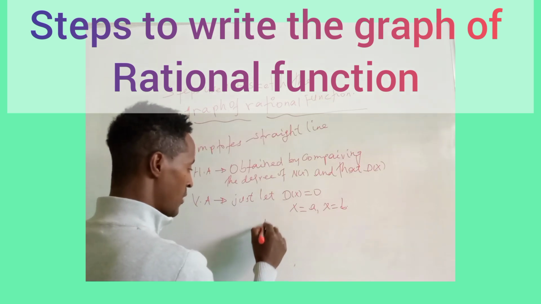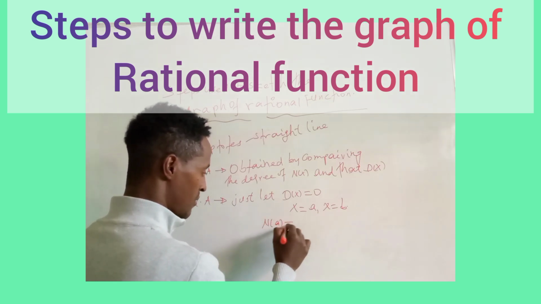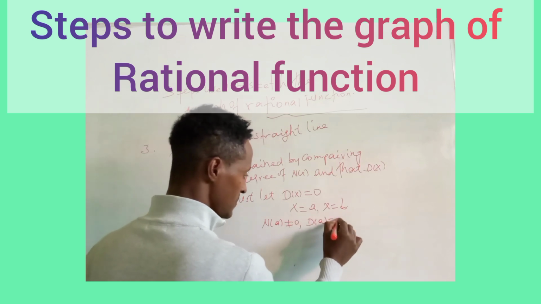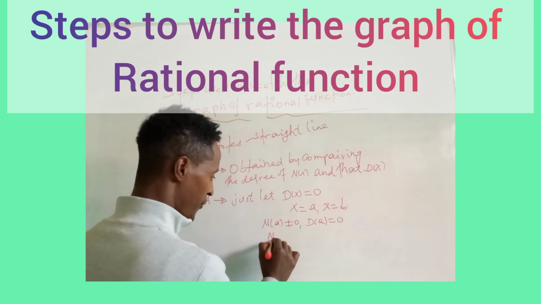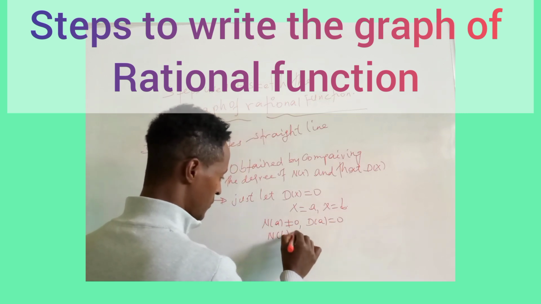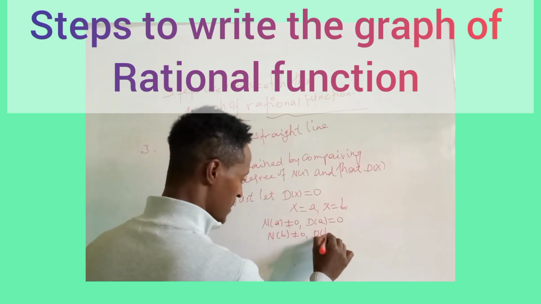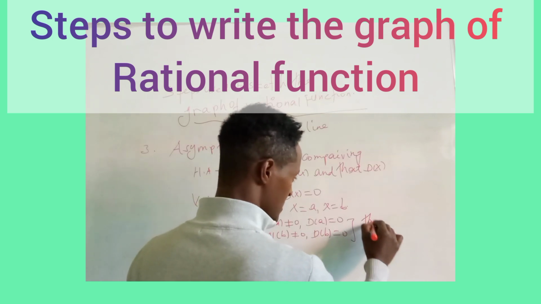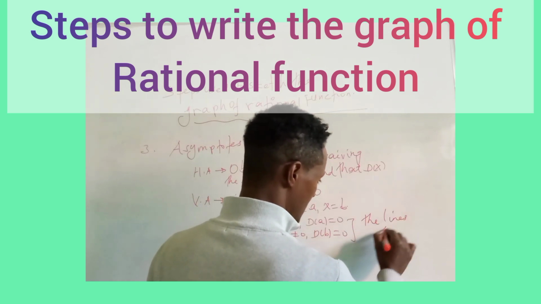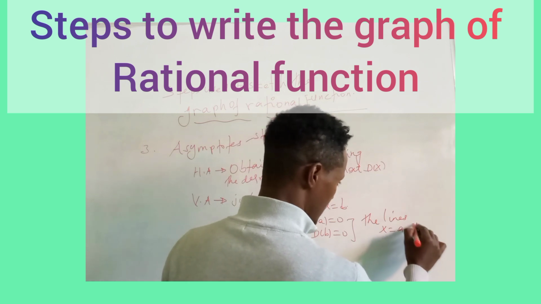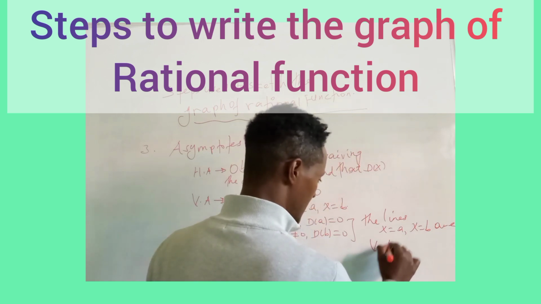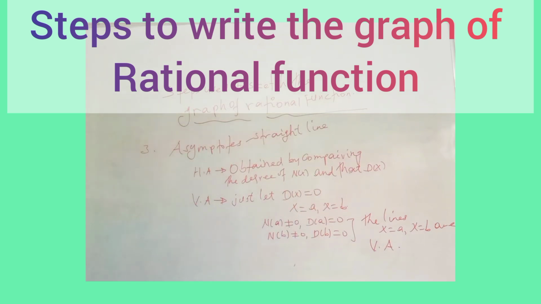So if n of a is different from 0 while d of a is 0, and n of b is different from 0 while d of b is 0, therefore from this, the lines x is equal to a and x is equal to b are our vertical asymptotes. The final one is the oblique asymptote.